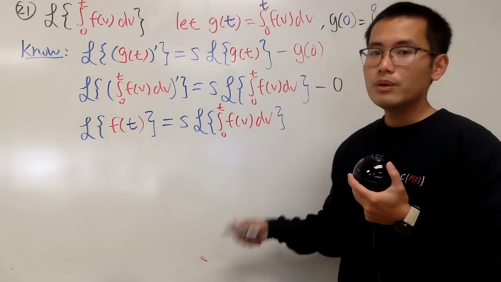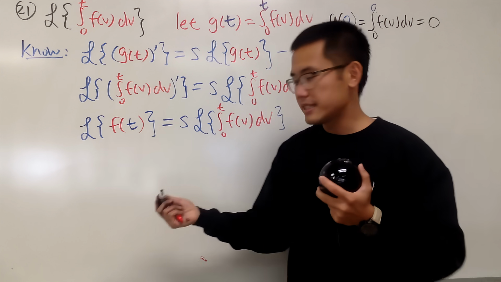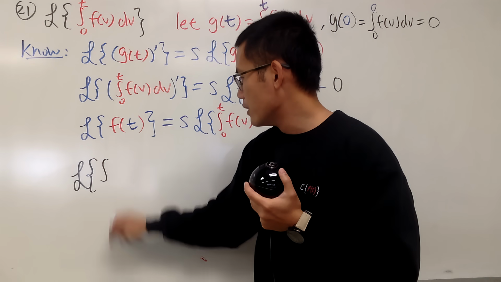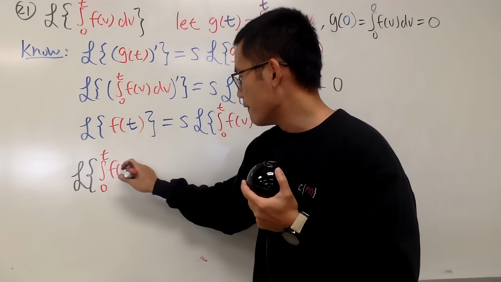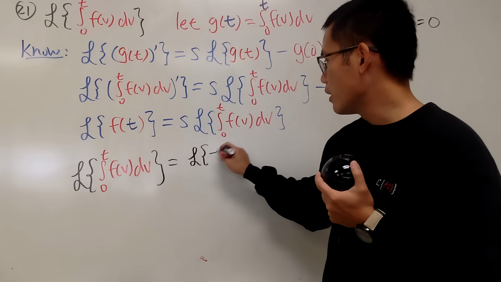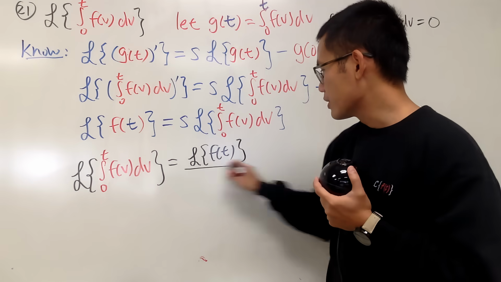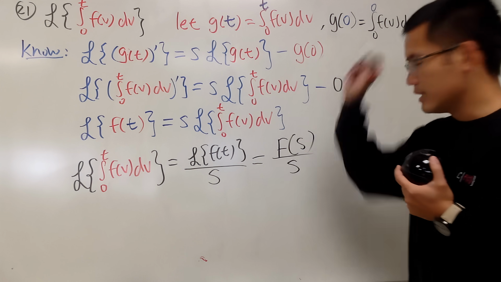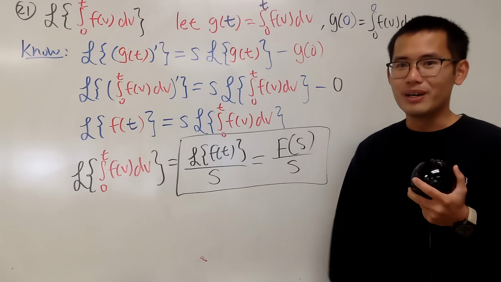And finally, what can we do? Write down the answer, of course. I want to figure out this. All I have to do is divide the s on both sides. So finally, Laplace transform of the integral from 0 to t, f of phi dphi, is equal to the Laplace transform of f of t, and then on the outside you divide it by s, so you can put this over s. And of course, if you would like, you can write it as F of s divided by s. Up to you, whichever one that you like. So one way or the other, just like that. Very cool, huh?